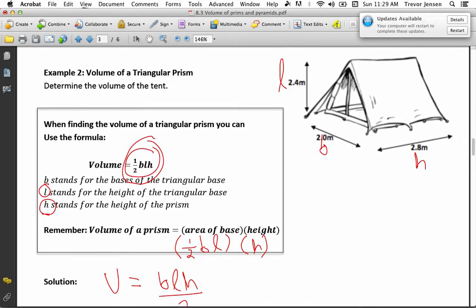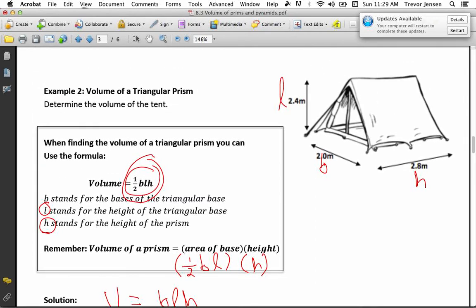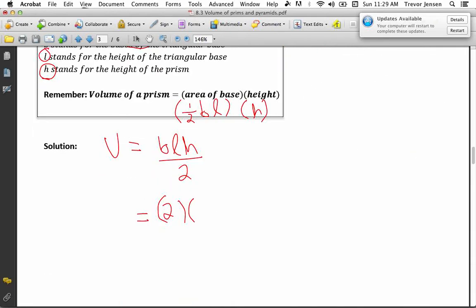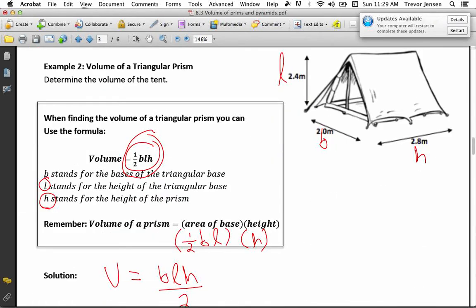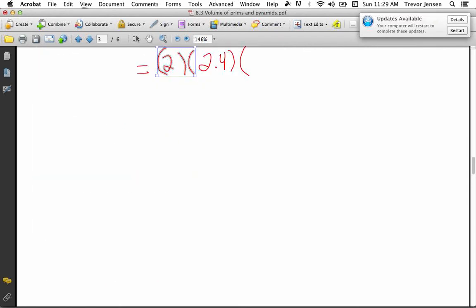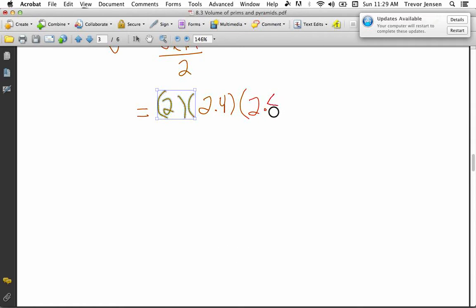L, I know L represents the height of my triangular base. So make sure you remember that L represents the height of your triangular base. So that's 2.4. And then H represents the height of the prism. Okay, not the height of the triangular base, the height of the prism. So H represents the height of my prism. That's this right here, and that's 2.8. Then this must all then be divided by 2. And we will then evaluate that.